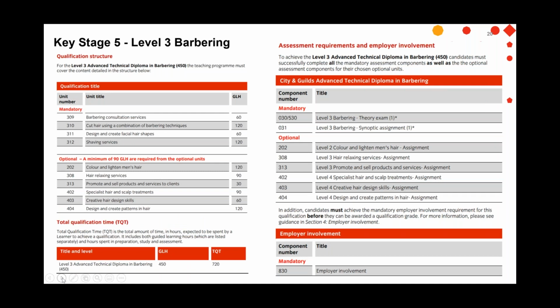And the same for our Level 3 barbering. We have the structure of the qualification here, the total qualification time, and again the requirements for employer involvement, the mandatory qualifications, which is your exam, your mandatory units, which is all from your exam, and your synoptic, and the optional units within that qualification.